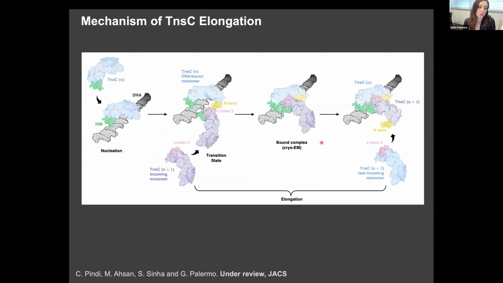And this is the mechanism that we have proposed for the elongation in the presence of double-stranded DNA only. TnsC binds DNA through the ISM region, and this is the first monomer that nucleates. The second monomer binds through the interaction between linker 2 and the N-terminal. The system changes conformation and reaches the cryo-EM complex. In this state, the complex is now ready, exposing the N-terminal for another subunit of TnsC to bind through linker 2 and the N-terminal, and the elongation continues.